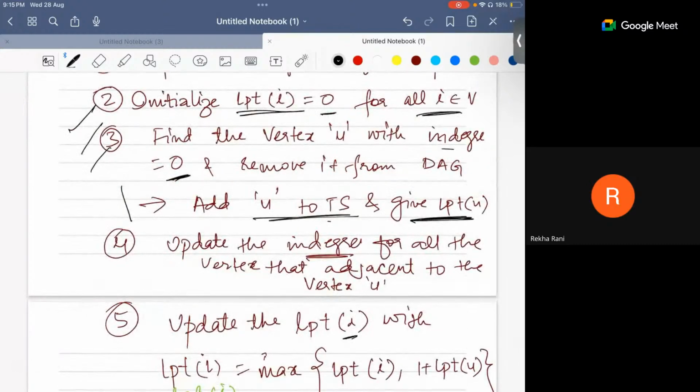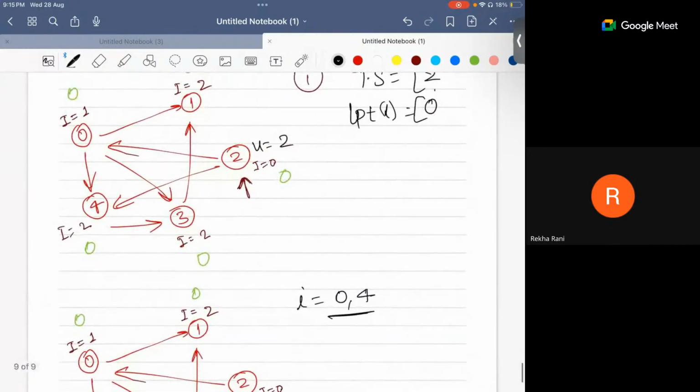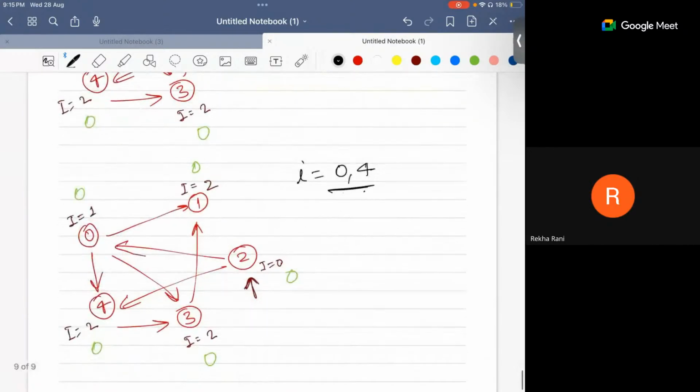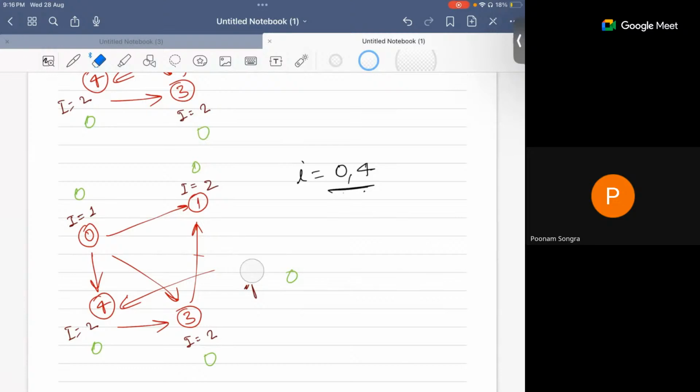The next step is to update the in-degree for all the vertices that are adjacent to u. So for me, the adjacent vertices for u are 0 and 4. I have to update the in-degree. So what is the updated value of 0? If I'm removing this, and removing all the edges that are connected to that vertex with in-degree 0.